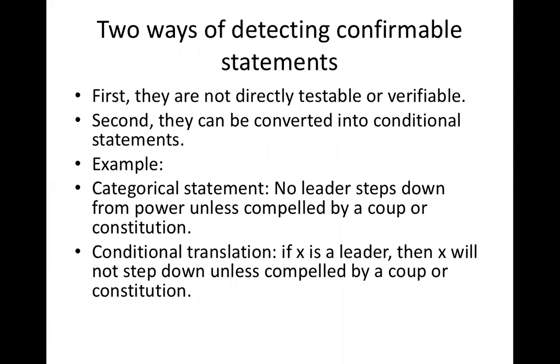How do you detect confirmable statements? There are two ways of detecting confirmable statements. First of all, they are not directly testable or verifiable. We said that already. Second, you can convert them into conditional statements. Example, look at this categorical statement: no leader steps down from power unless compelled by a coup or constitution. You can convert it to a conditional. The conditional translation will be: if X is a leader, then X will not step down unless compelled by a coup or constitution. So this statement can be converted into a conditional statement. Any statement you can convert into a conditional statement is a confirmable statement. So these are the two ways of detecting confirmable statements. First, you cannot directly verify them. Secondly, you can convert them into conditionals.